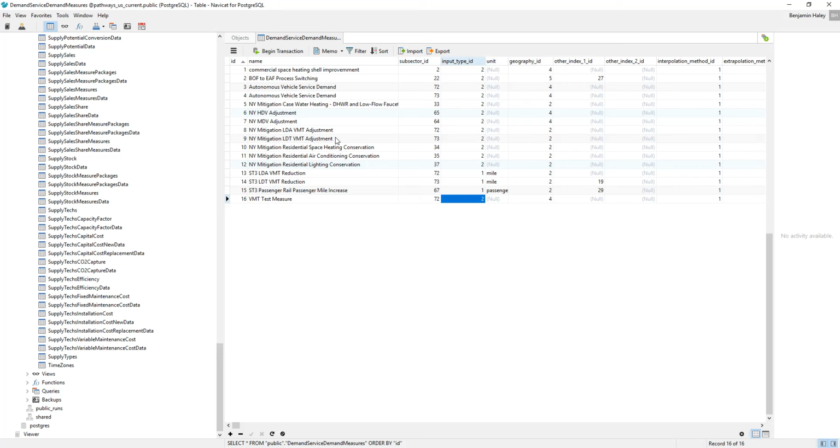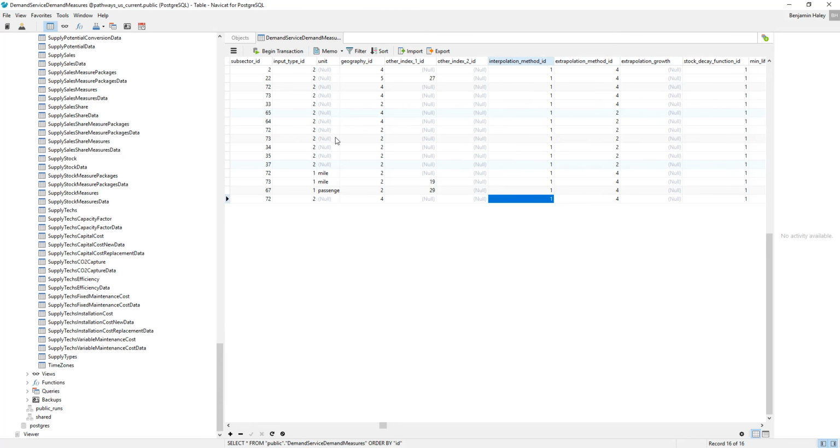If you do intensity, which I'm doing here, you don't need a unit because it's in terms of that service demand unit. For geography, in this case, I want to alter the whole US, so I'm just going to do 4. There are no other indexes to our service demand data. Even if there were, we could do an intensity as a function of the total, and it would alter the underlying service demands no matter the underlying indexes. But in this case, we don't have any other indexes, so we're going to leave those blank.